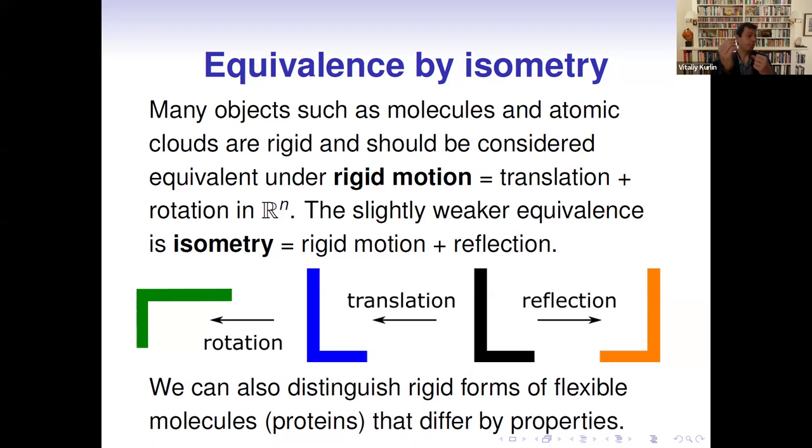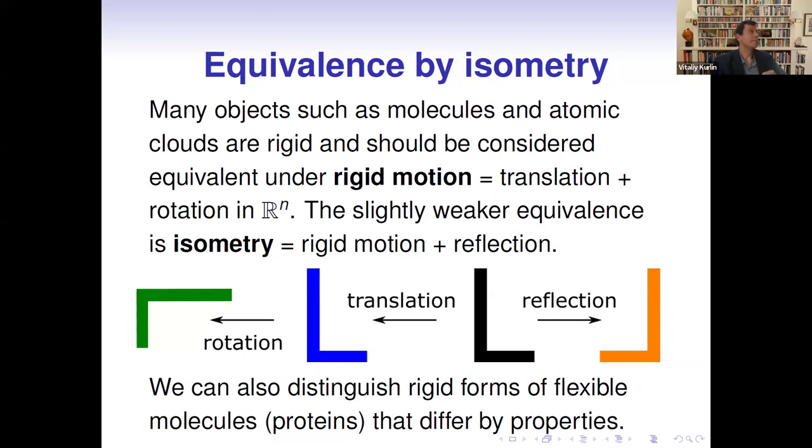Because if a protein, for example, changes its rigid shape, then it actually becomes a functionally different molecule. In what sense? If it changes, for example, some pocket or cavity, then the interaction of the protein with another molecule, say a small drug molecule, changes. So exactly the same drug molecule may not stick to a protein in a different shape. That's why even for such flexible objects, it's important to distinguish rigid conformations.